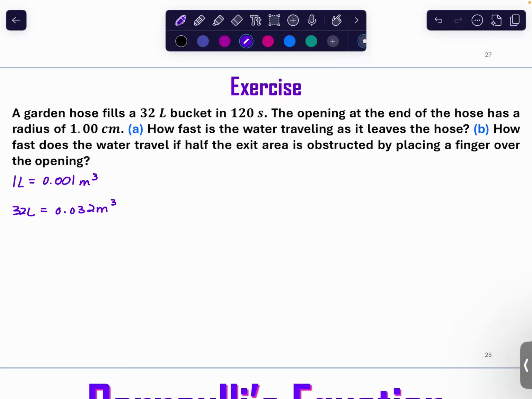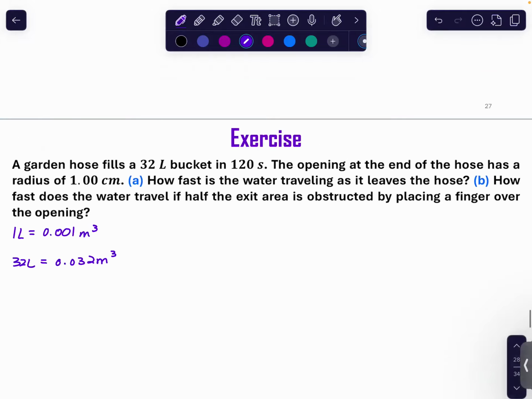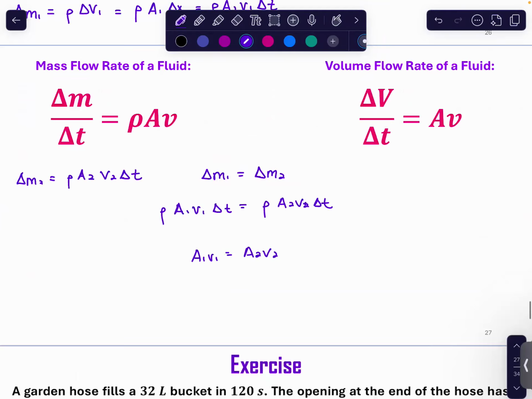What equation do you think we can use to solve this? Cubic meters is a what? Liters is a what? Volume. And then seconds is what? Time. And we're looking for a velocity. Not the DMV triangle. Volume flow rate.